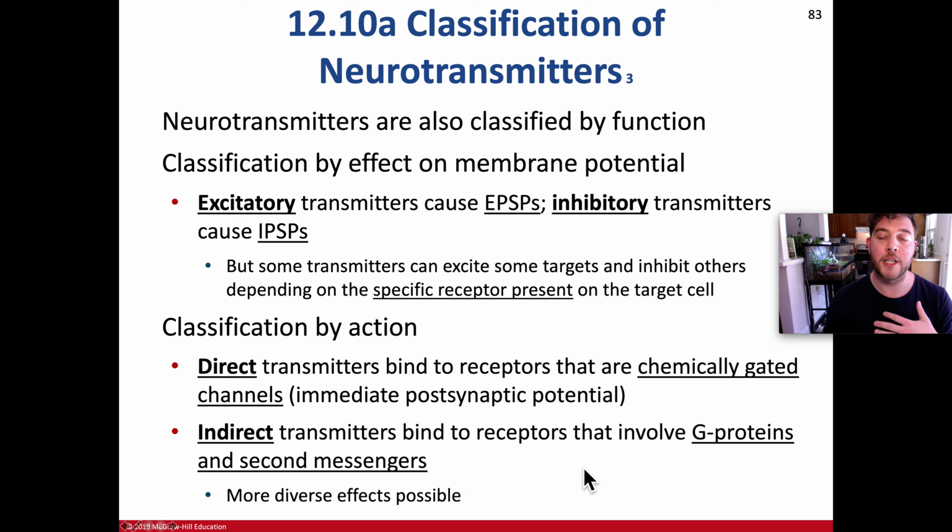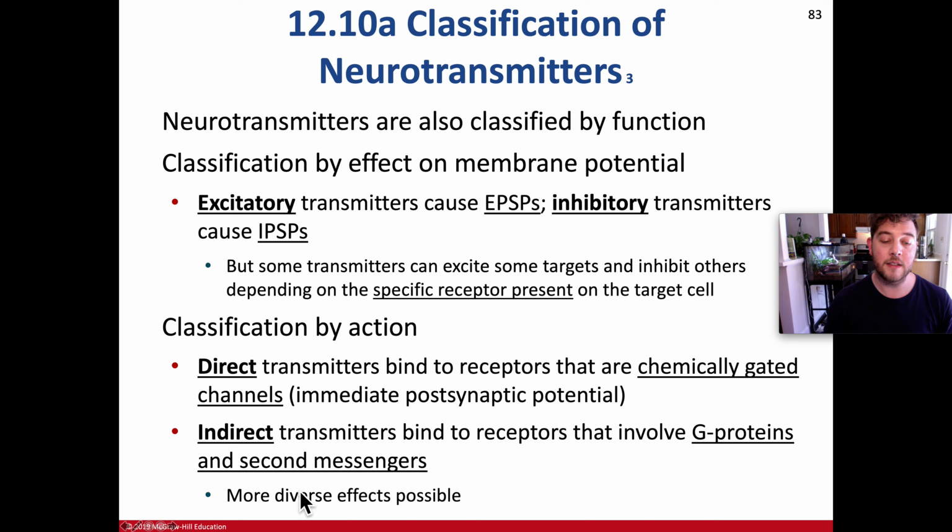Indirect transmitters bind to receptors that involve what are called G proteins and second messengers. I believe that when we did our chapter 3, chapter 4 material, we mentioned G proteins briefly. They activate these second messengers. G proteins sit on the cell membrane. The neurotransmitter will bind that G protein, and then within the cell, the G protein activates some other type of cycle, some other process that can then go on and synthesize different proteins usually.